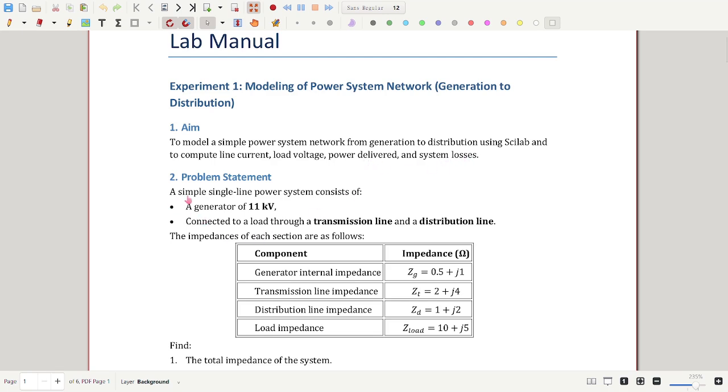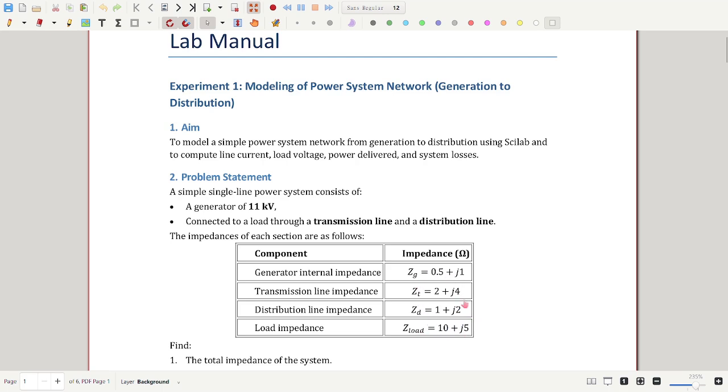We are going to take a simple single line power system. The problem statement consists of an 11 kilovolt source connected to a transmission line and distribution line. We have different impedances, which I have tabulated here. Generator internal impedance is 0.5 j1, transmission line impedance ZT is equal to 2 plus j4, distribution line impedance ZD is equal to 1 plus j2, and load impedance Z load is 10 plus j5.